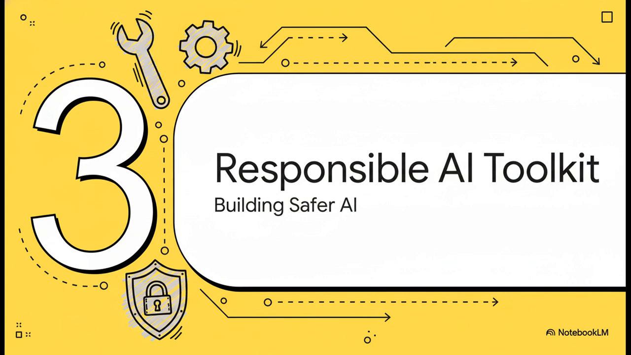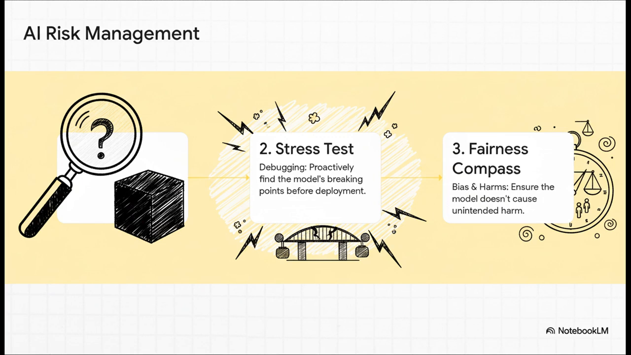Okay, so the problem is pretty clear, right? It's kind of scary, but how do we fix it? The good news is there are concrete strategies. We can think of them as a responsible AI toolkit with 3 essential tools for building safer, more reliable systems. So what's in the toolkit? First, we need a magnifying glass so we can actually see inside the model. Second, we need a stress test to find its breaking points before it gets out the door.